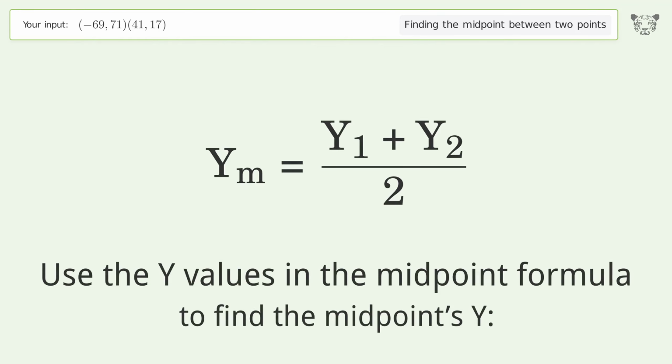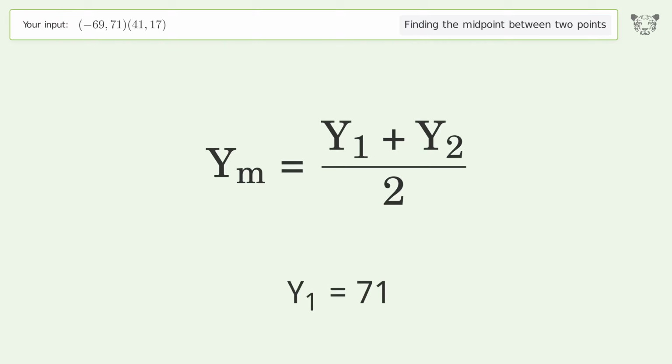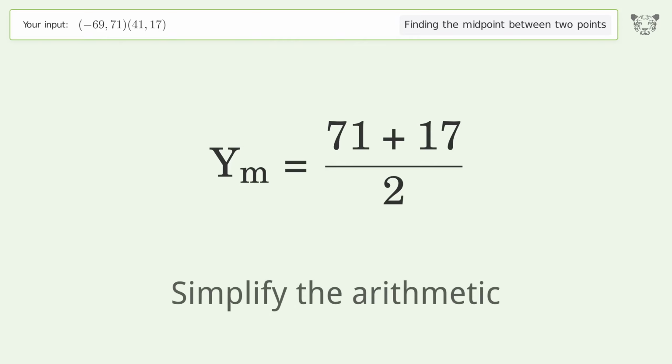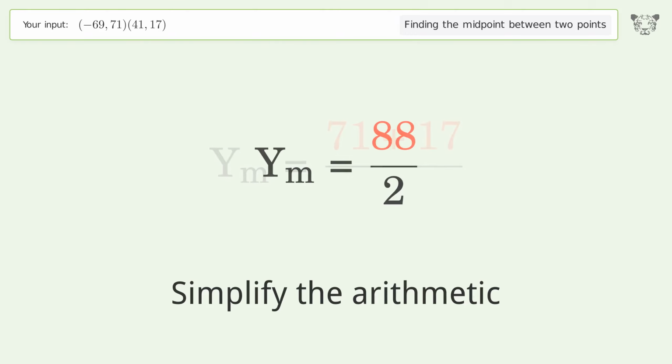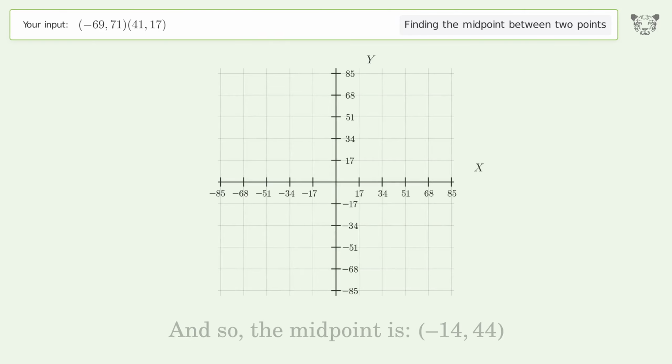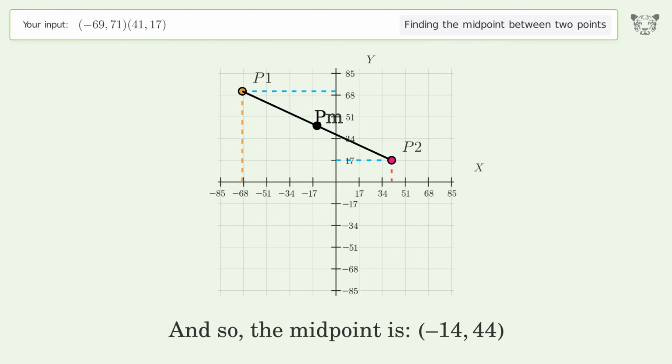Use the y values in the midpoint formula to find the midpoint's y. y1 equals 71. y2 equals 17. Simplify the arithmetic. And so, the midpoint is (-14, 44).